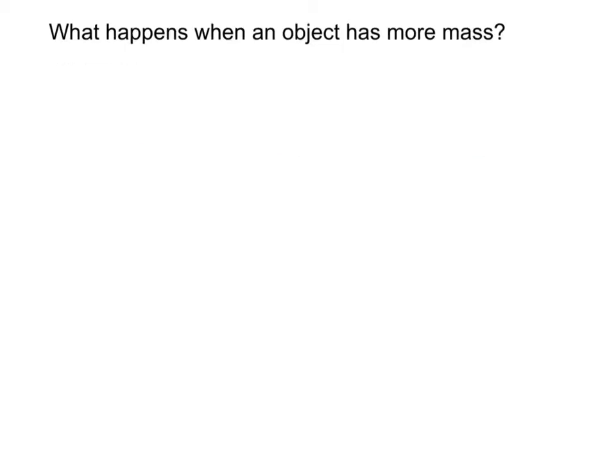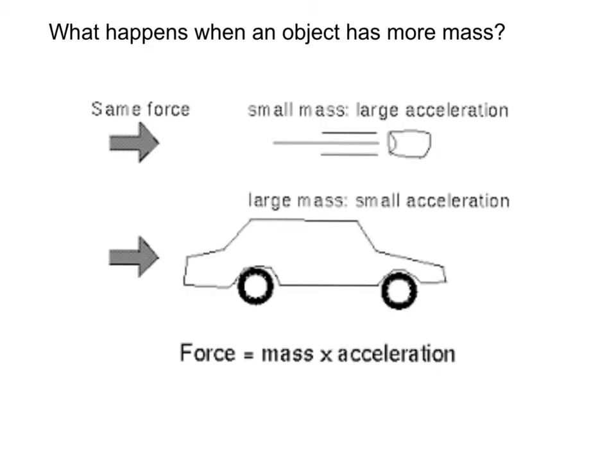What happens when an object has more mass? If the same force is applied to two different objects, but one of the objects has a small mass and the other object has a large mass, the small mass is going to have a greater acceleration. The larger mass will have a smaller acceleration.